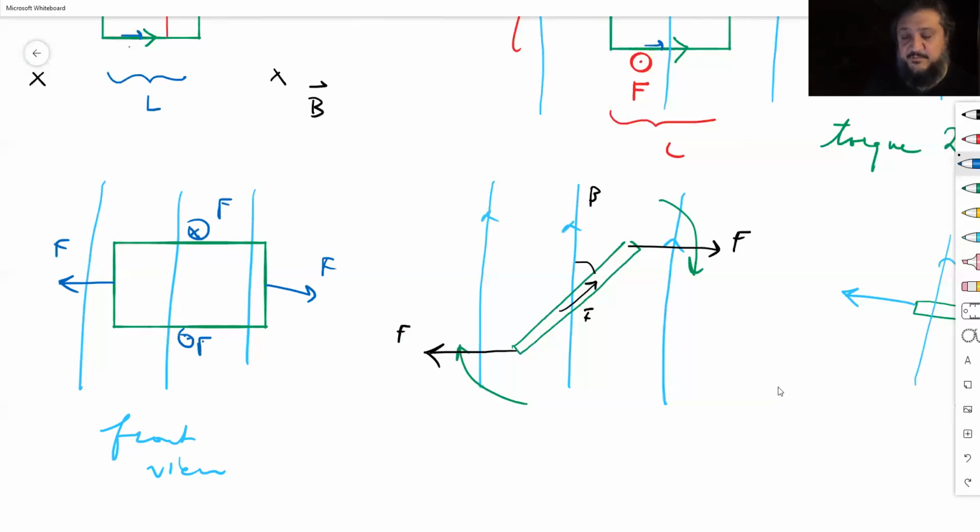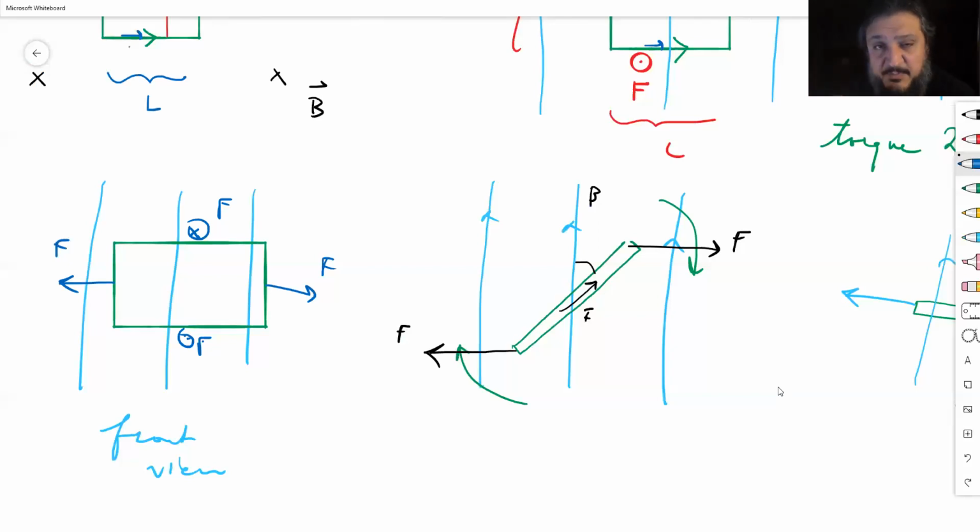But now you have forces in the opposite direction, in the horizontal direction. Not only do they not contribute to the rotation, they also cancel each other. The net force is still zero. Net force is always zero. Whenever you have a loop inside a magnetic field, the net force will always be zero if it is a uniform field.